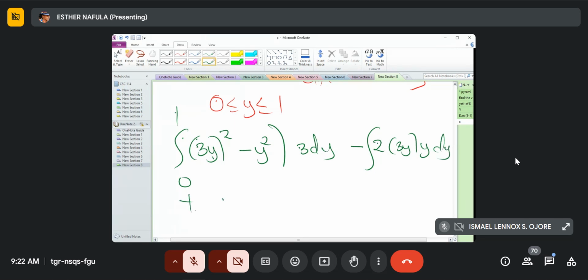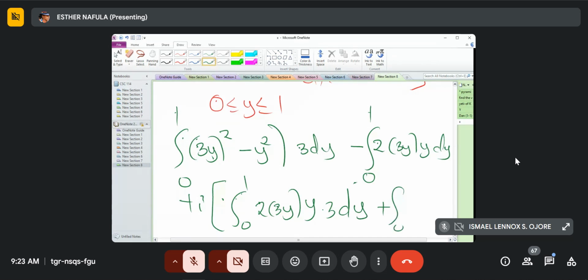Minus, we had 2xy. So 2 times x, which is 3y, times y, dy. Plus i times the second part, integration from 0 to 1 of 2xy dx. 2 times x is 3y times y, and dx is 3 dy. Plus, we integrate from 0 to 1, x squared minus y squared dy. x is 3y, so x squared is 3y squared, minus y squared, and dy is just dy.